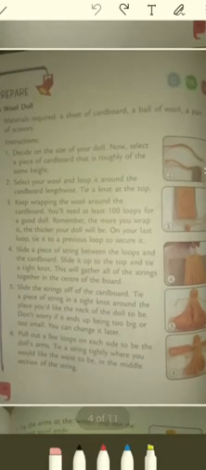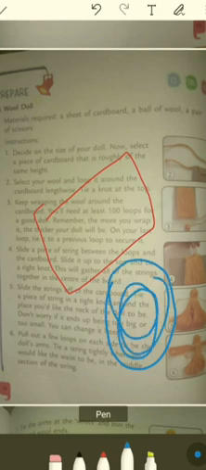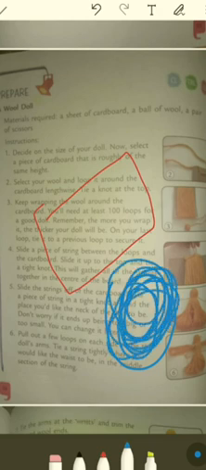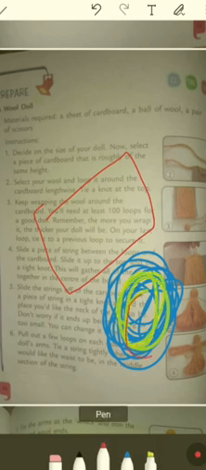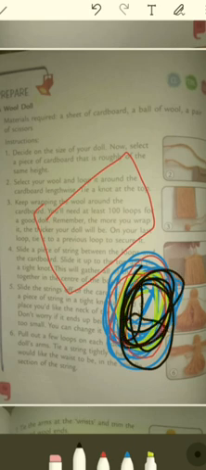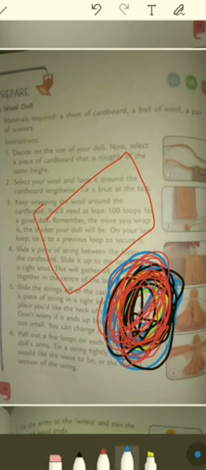So what are the materials required? You require a sheet of cardboard, a ball of wool, right? It can be any colored or a multicolor wool, something like this, let's say. Okay. Now you're getting the picture of what wool is, right? Slowly. Yeah, picture of wool. And then a pair of scissors. I've already drawn scissors for you, something like this, right?